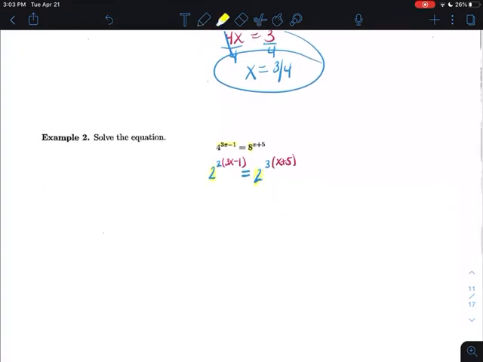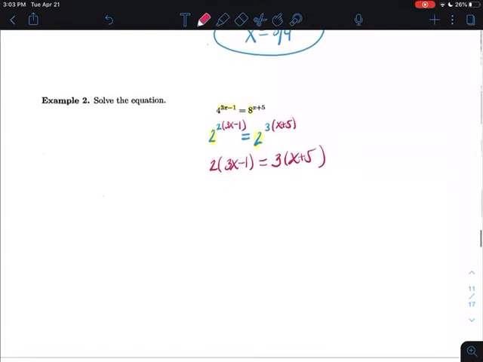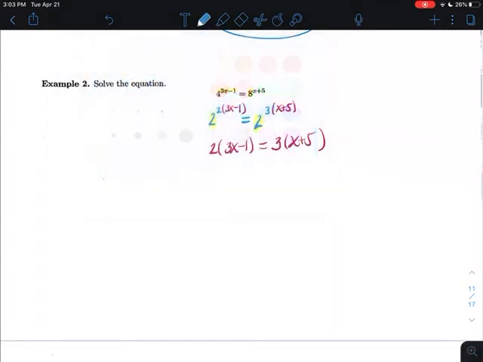Now that my bases are the same, I have a 2 on both sides. The only thing I need now are my exponents. So I have 2 times the quantity 3x minus 1 equals 3 times the quantity x plus 5. This is the equation that I'm going to solve to get my final answer. From here, distributive property: 2 times 3x is 6x. 2 times negative 1 is minus 2. Then I distribute my 3 to the next parentheses. 3 times x is 3x, and 3 times positive 5 is positive 15.